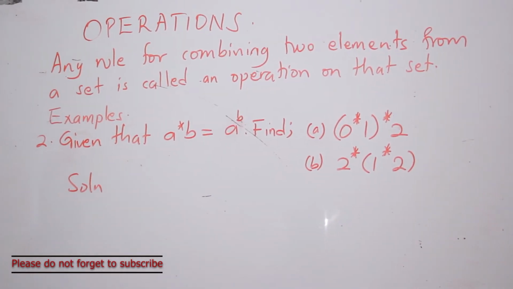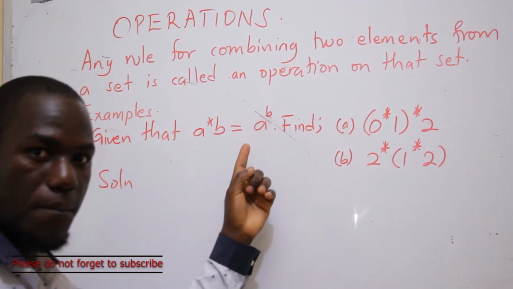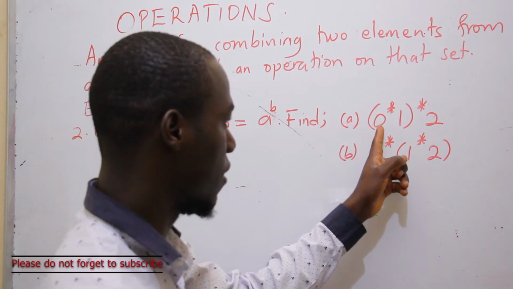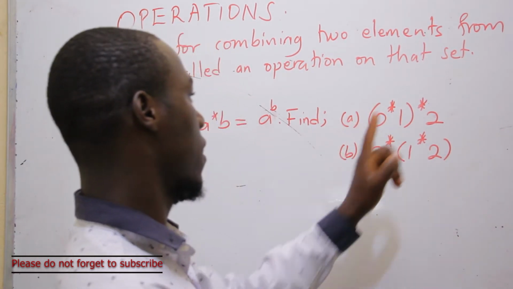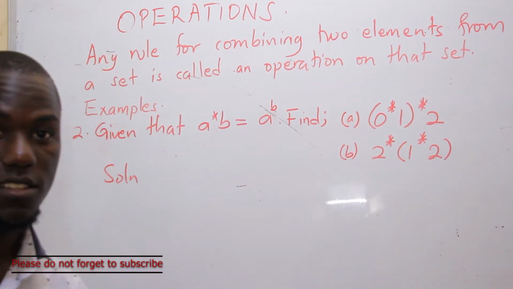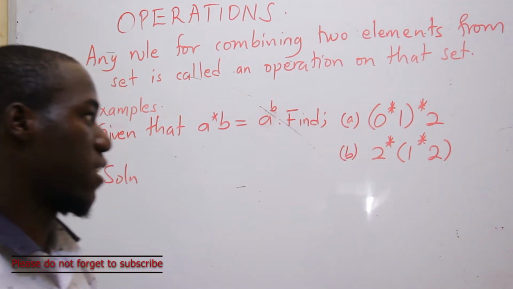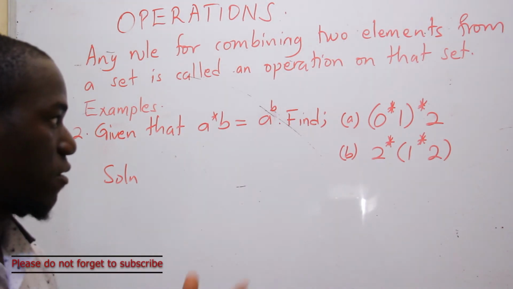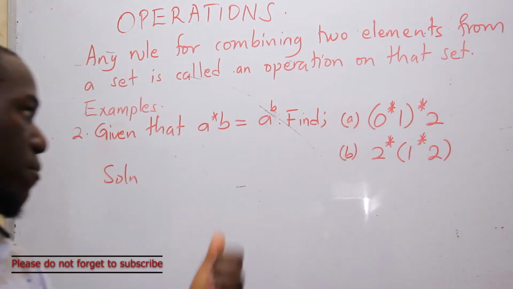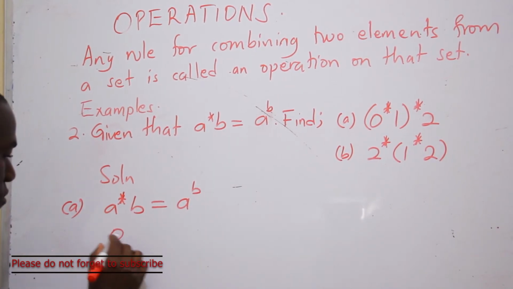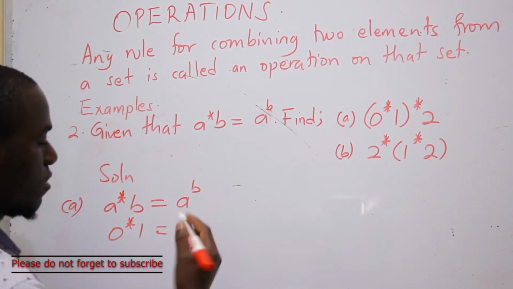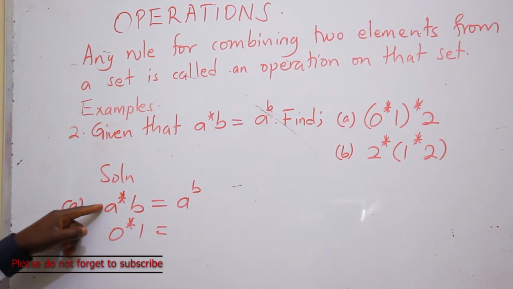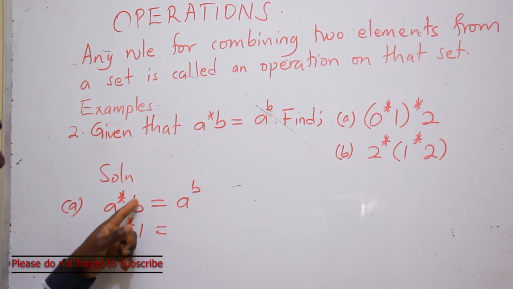Our example 2: given that A star B is equal to A power B, find part A, (0 star 1) star 2. Now, in such cases where you have more than one operation, we are going to first begin with the operation in the bracket. So I'm going to begin with 0 star 1, because it's the one in the bracket. That is, my A is going to take up the 0, and then the 1 is going to take up the B.